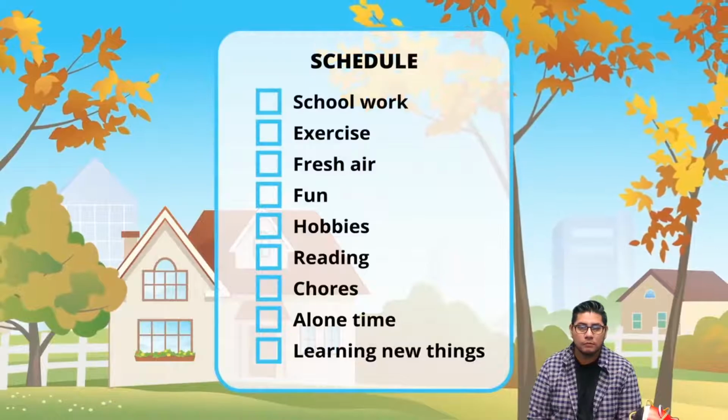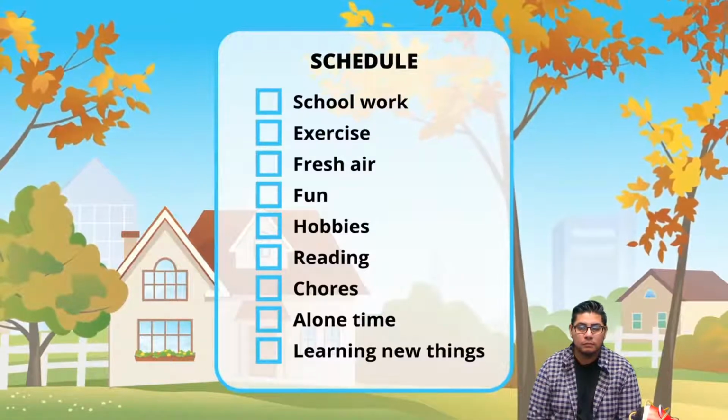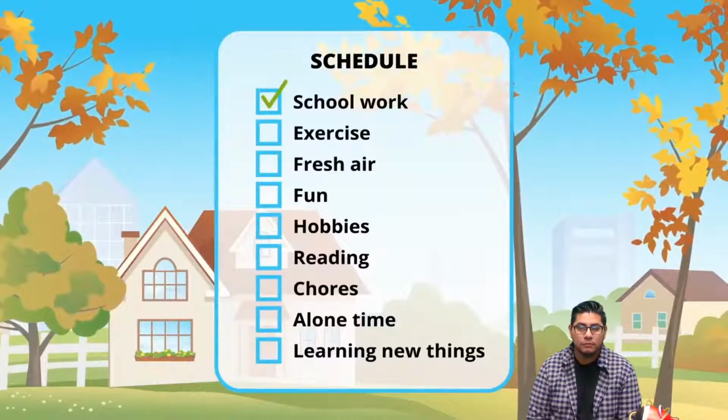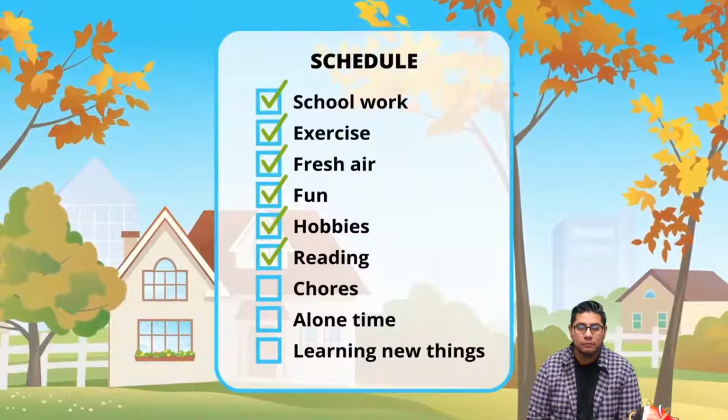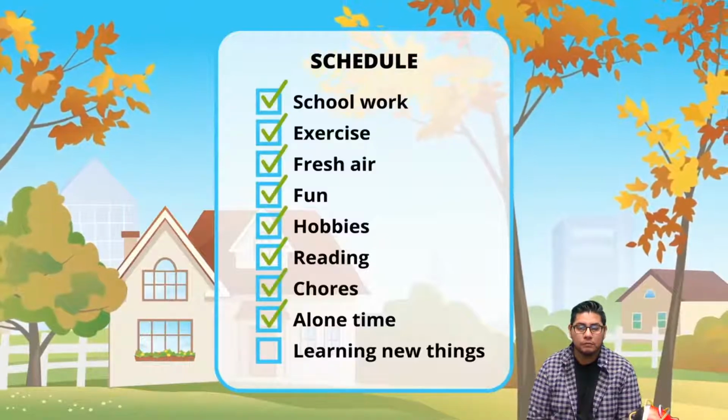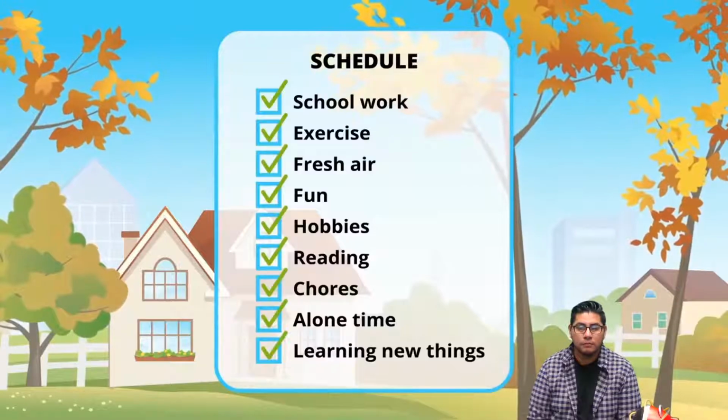We should make a schedule that shows all of the things we want to accomplish that day. Make time for schoolwork, exercise, fresh air, fun, hobbies, reading, chores, alone time, and learning new things. Be careful about things that take your time but aren't useful or positive for you. Too much internet or video games can steal time from new and interesting things on your schedule. Treat your family well. Respond with polite tones. Be patient with siblings and use your manners like please and thank you.